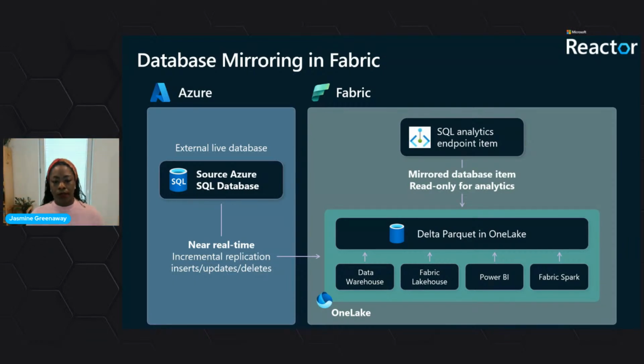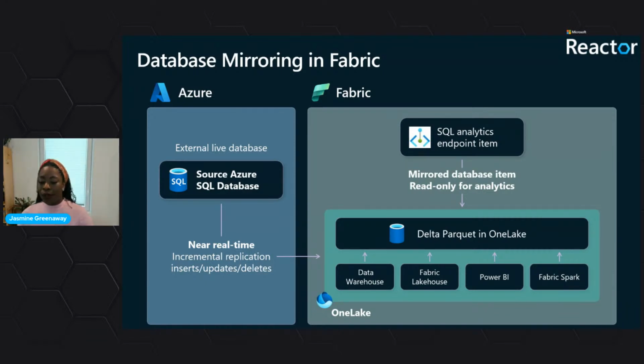So database mirroring in Fabric is a way for you to bring in your existing Azure database, wherever it may be, and our SQL database, wherever it may be, and replicate it into Fabric. So any changes that happen in your database also end up in Fabric in pretty much near real time.